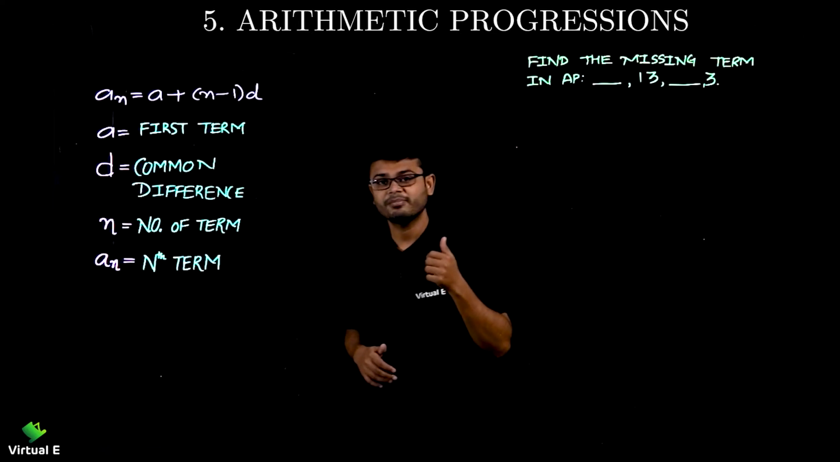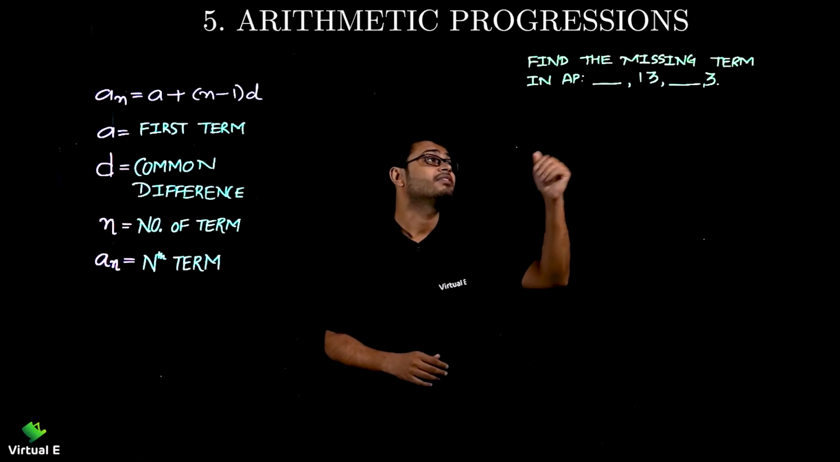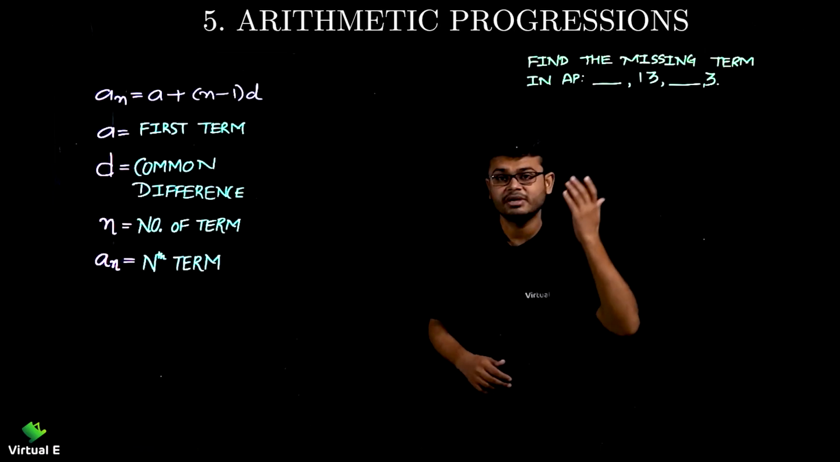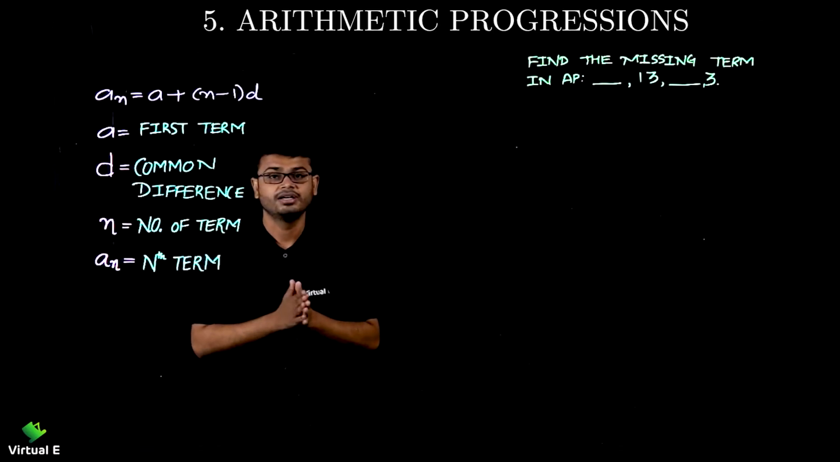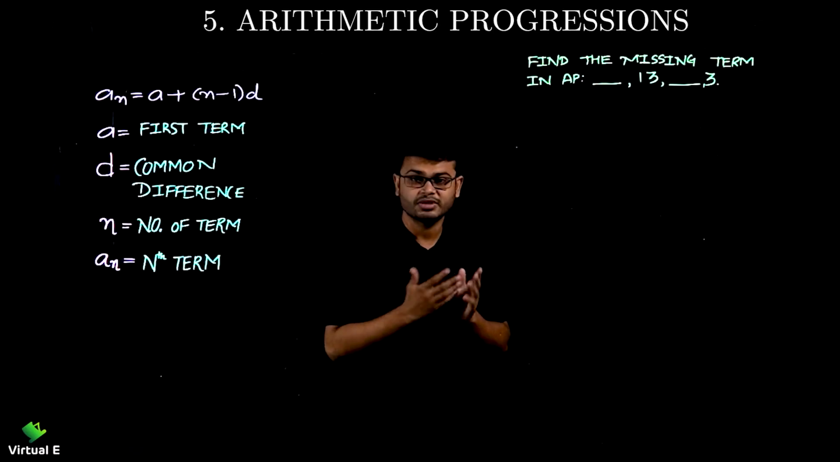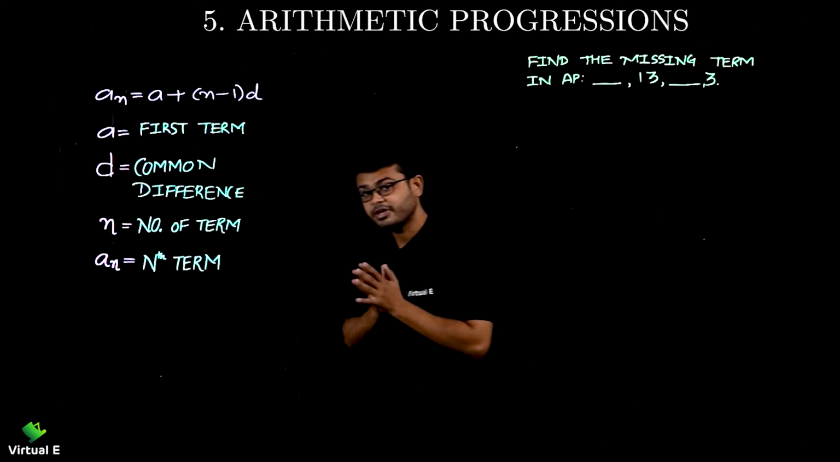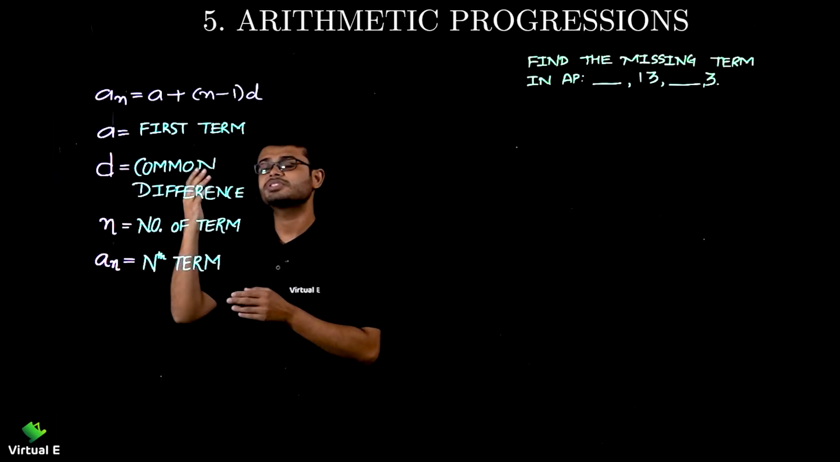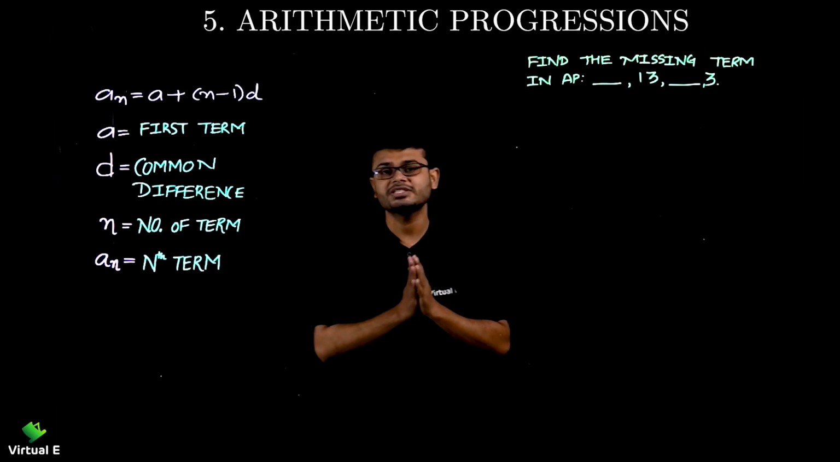So this is a very tricky part. We don't have A, the first term is not given. We don't have D as well. The common difference we also cannot find. So how shall we do it? We know only one formula: An is equal to A plus (n minus 1)D. That's it. We don't know anything other than that. Obviously we are going to use this formula. There is no other way around than using this formula.